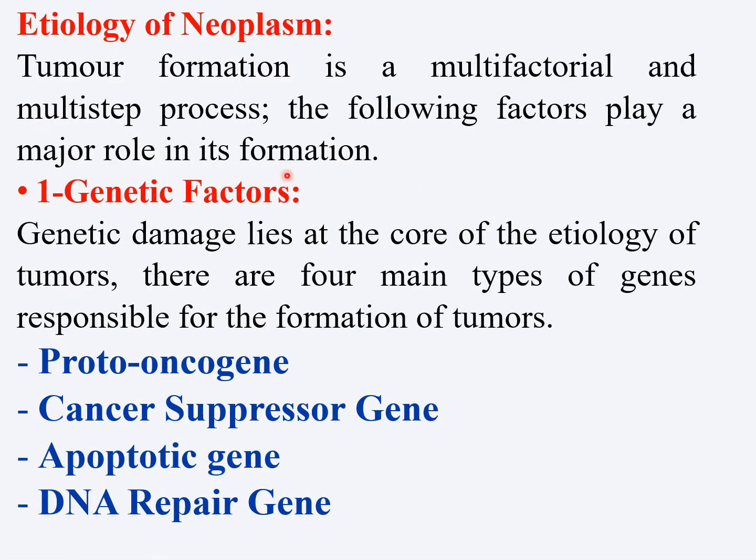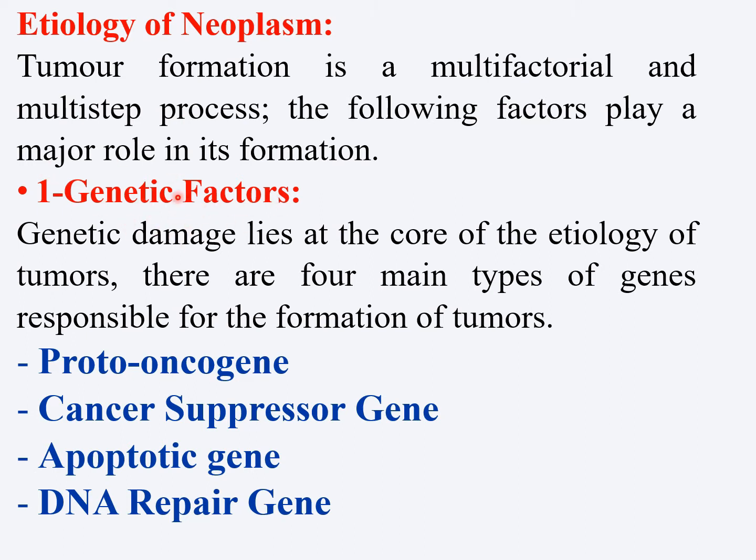Now we will go over the etiology of neoplasm. The most important thing you have to know is that for neoplasm to take place, we need more than one hit, like a genetic hit, environmental hit, and biological hit. The most important one is the genetic hit. So tumor formation is a multifactorial and multi-step process. Let us start with the first one here, the genetic factor.